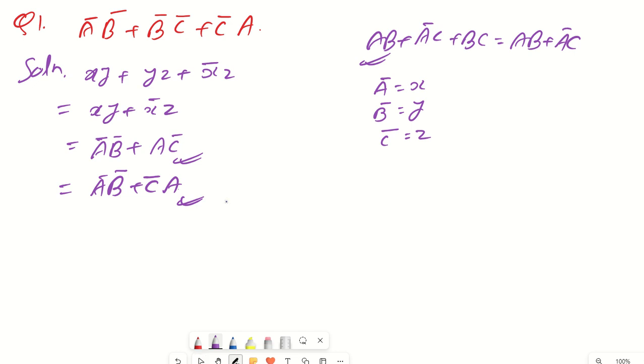You don't have to do this much. If you understand this, you don't have to write it down separately, otherwise it will be wasting a lot of time. So you have to understand that XY can be considered as A bar B bar directly. So this is how B bar C bar is going to be the redundant term.